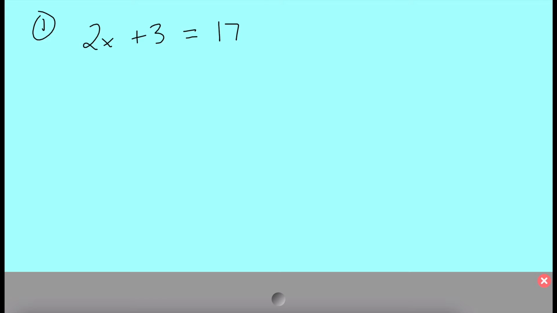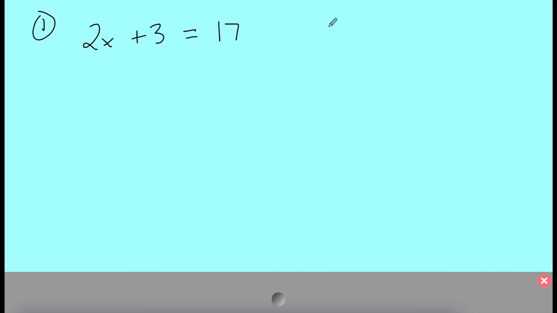So here we've got 2x plus 3 equals 17. The important thing to remember is I've got two things. I've got multiplication, 2 times x, and I've got addition, plus 3. Which thing do I inverse first? When we solve equations, we use inverse operations.